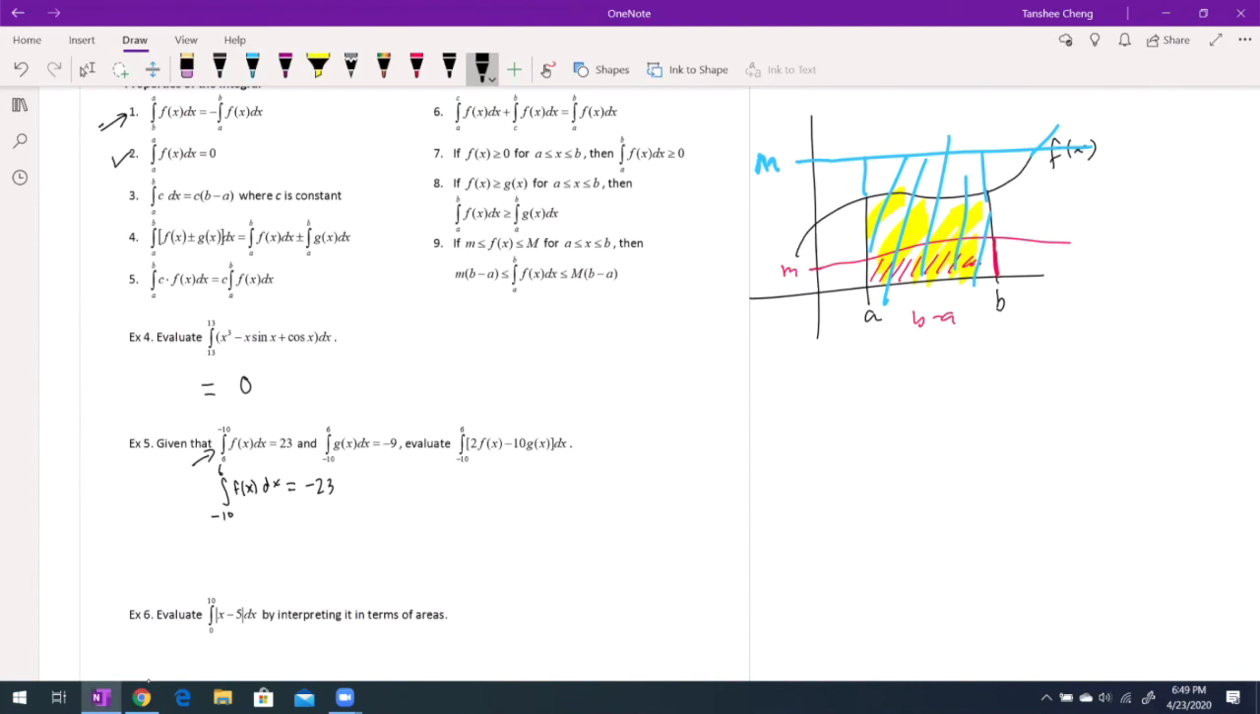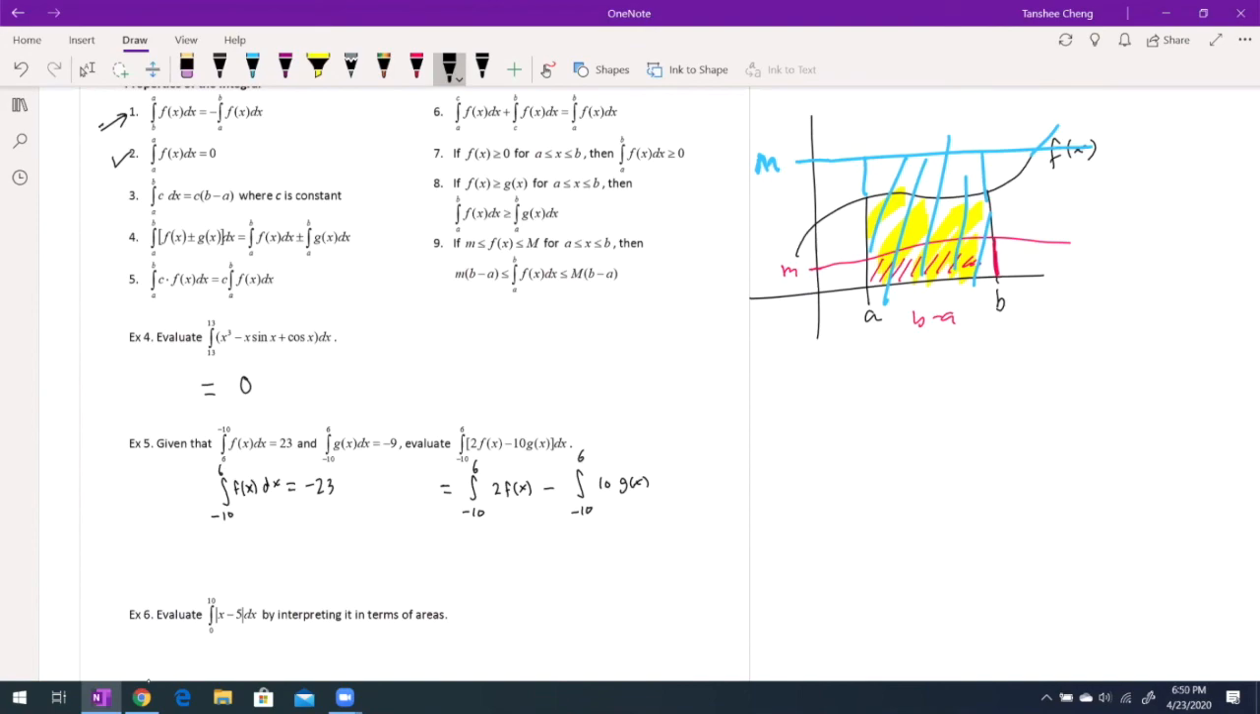Are we all okay with this? Any questions before I move on? All right, if you don't have questions, I'm going to move on to the actual question. Right here, first I'm going to use the sum and difference property to rewrite it. So this will be the integral from -10 to 6 of 2 times f of x, minus the integral from -10 to 6 of 10 times g of x.